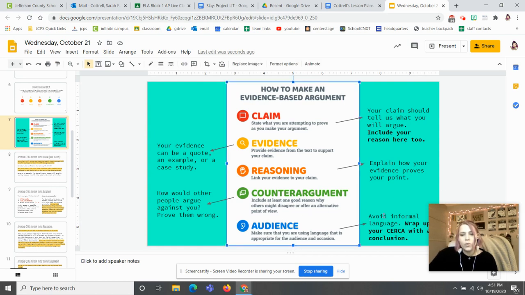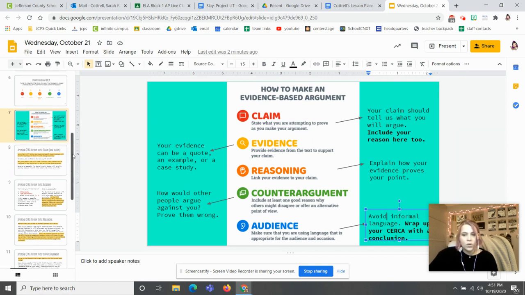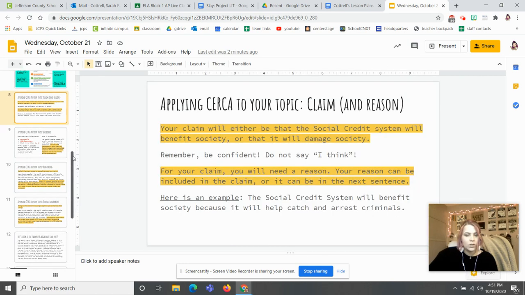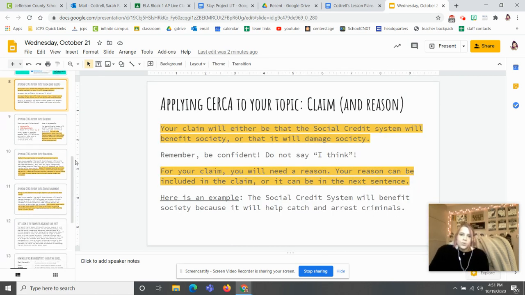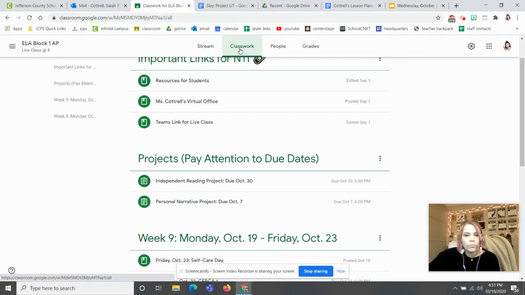Audience just means avoid informal language and make sure you wrap up your CERCA with a conclusion. So we're going to look at examples of all of these in just a second. That was just a quick overview and introduction to the wording. So now we're going to go into the example. So your CERCA paragraph, which I'll go ahead and pull up right now.